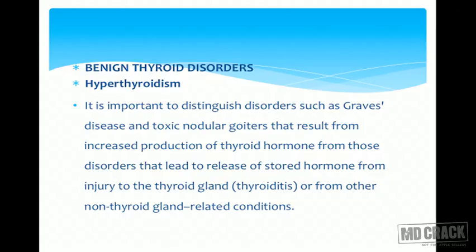Friends, having seen various investigations, now we'll see benign thyroid disorders. Benign thyroid disorders can cause hyperthyroidism or they can give rise to hypothyroidism. So it is important to distinguish disorders such as Graves' disease and toxic multinodular goiters that result from increased production of thyroid hormone from those disorders that lead to release of stored thyroid hormone or injury to the thyroid gland, which is named thyroiditis.